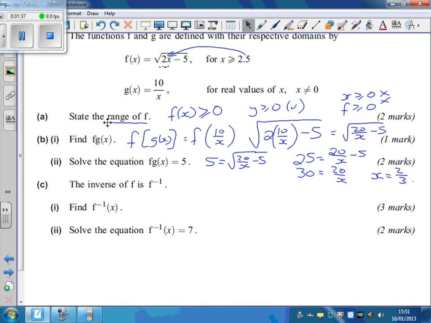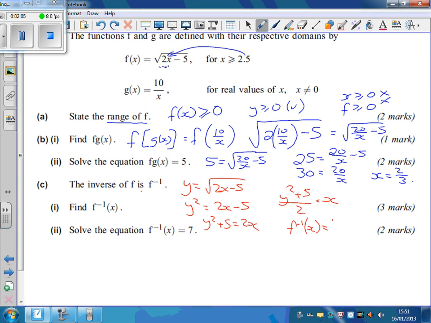And actually now we're going to do the same maths to try and find out what the inverse of f is. So we write y equals the square root of 2x take away 5, try and get x on its own. Square root both sides gives us y squared. Add the 5 and divide by the 2. And then finally rewrite it as an inverse function. It's x squared, add 5 over 2. So 3 marks there.